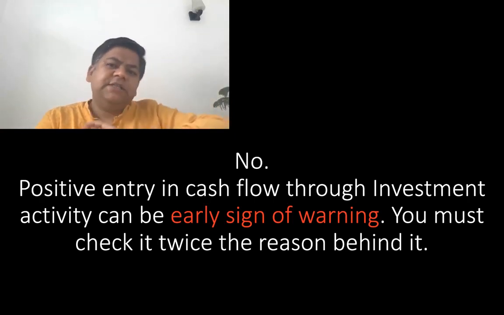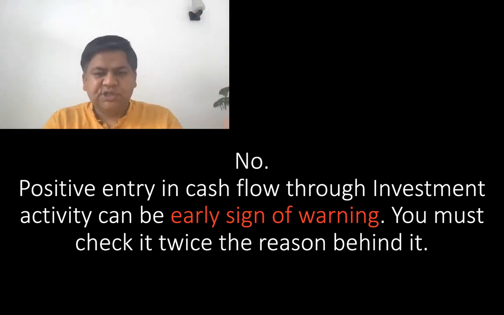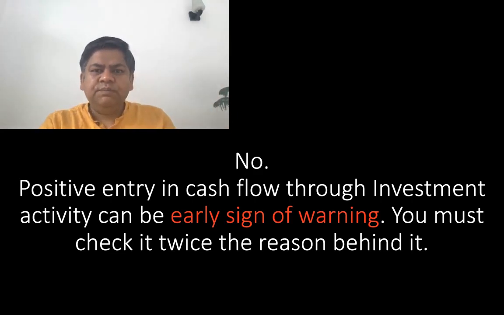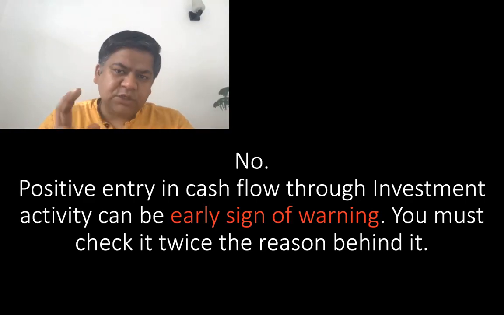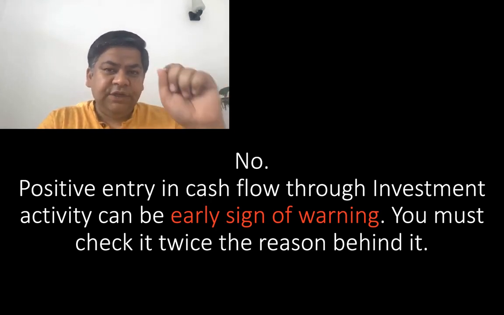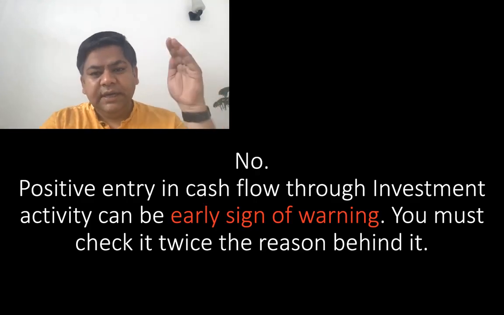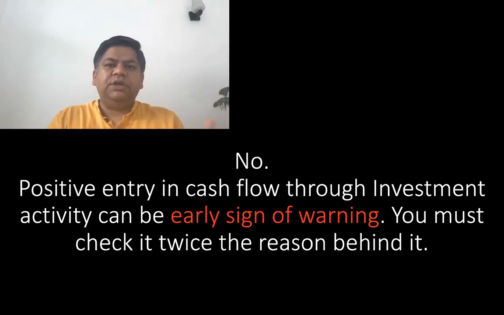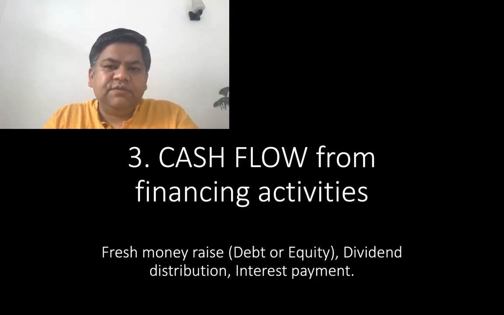So there could be exceptions here as well, but something which will always stand true from your perspective as an analyst is that a positive entry in cash flow in investment activities is a sign of warning, and you must check it. This is what you have to remember. On the operational activity, what do you have to remember? That it is healthier to have positive. Here, what you have to remember is that it is a warning. Go and check it. Only when you check might you find the genuine reason behind it, but you must check it. Then cash flow from financing activities. What is financing?